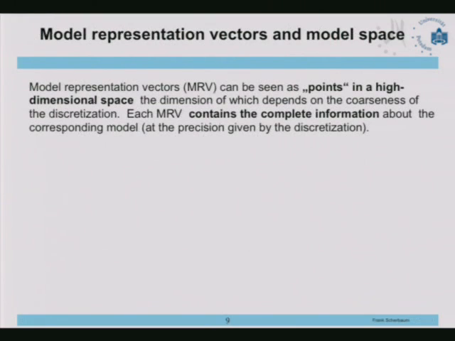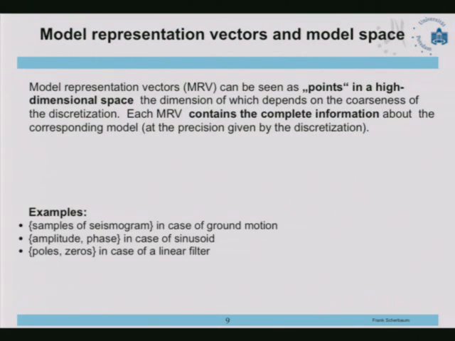These model representation vectors may contain many, many elements, depending on how finely I want to sample the ground motion model. And so they can be seen as points in a very high-dimensional space, the dimension of which depends on the coarseness of the discretization. And each of these model representation vectors, MRVs, contains the complete information about the corresponding model if we have sampled it finely enough.